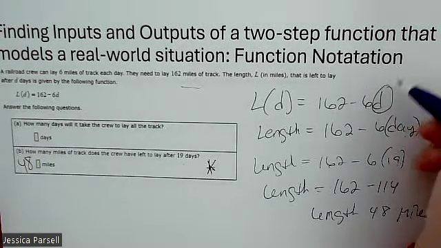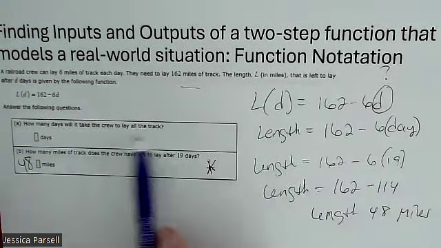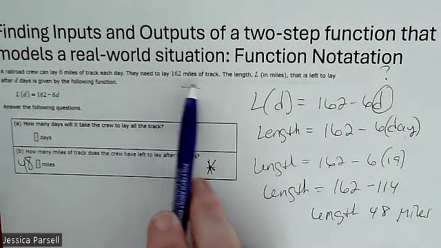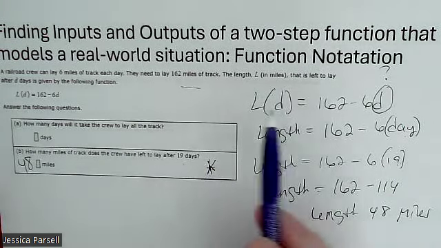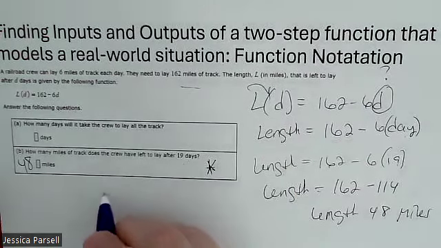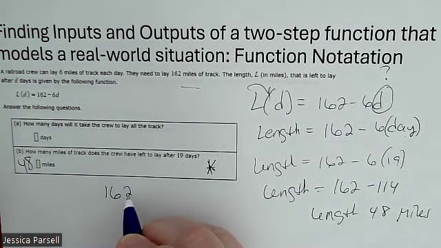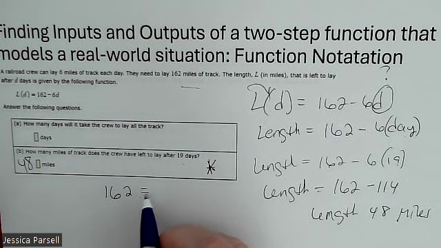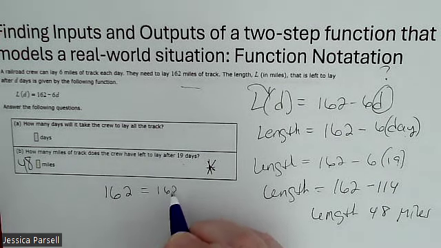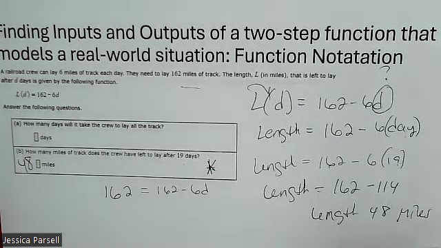So this becomes the question mark to lay all of the track. They need to lay 162 miles of track, so that's going to go in for the length here. So we know that they need to lay 162 miles of track, and that's going to be equal to 162 minus 6 miles times the days. So we're going to solve for D. All right, I think that's what we're going to do here.